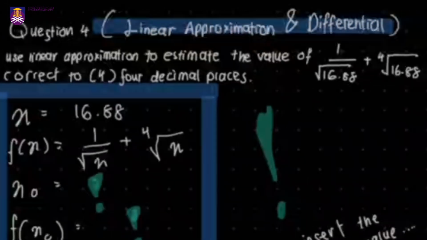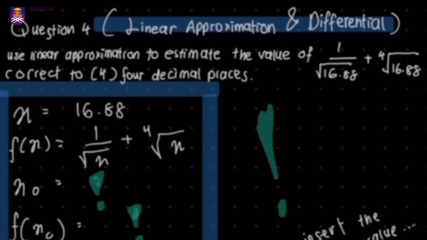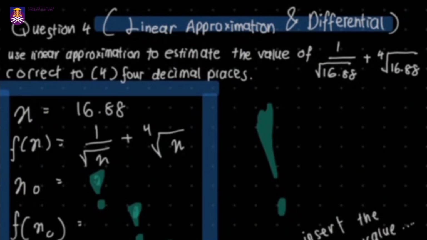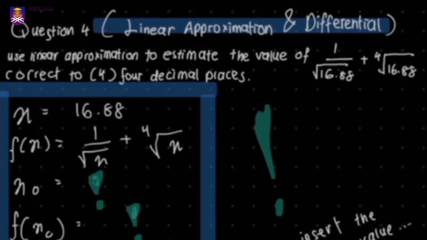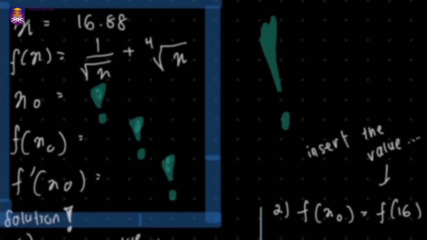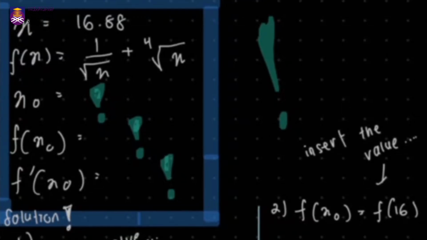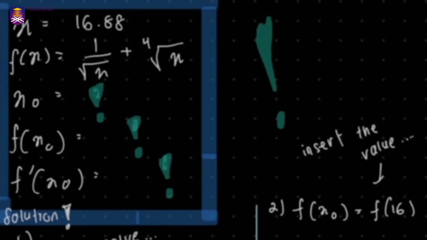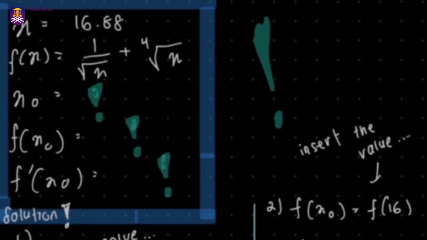So we go to the last question. Question 4 is about linear approximation and differential. You guys can read the question given. We go straight to the point. There are 5 important things we need to know and do to answer this question. As we can see, we already know the value for x. The value for x is 16.88, and for f(x) we just substitute the value into x. So there are 3 things to find: the x naught, the f of x naught, and the f prime of x naught.